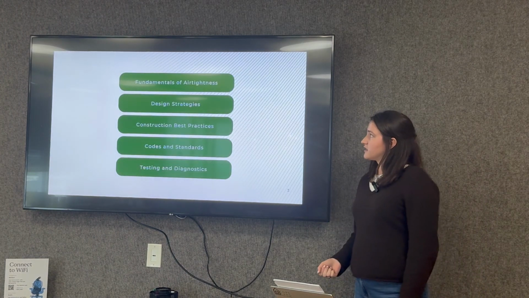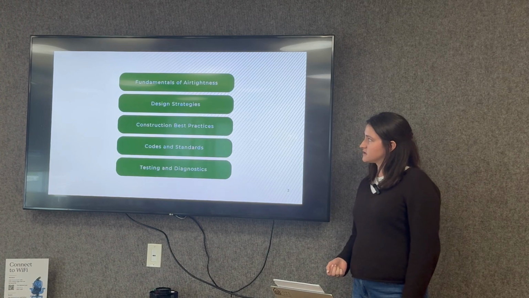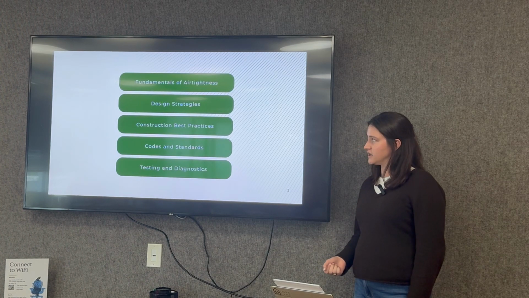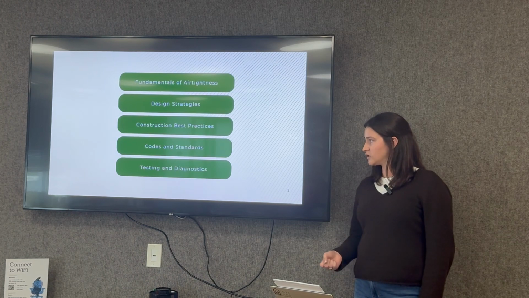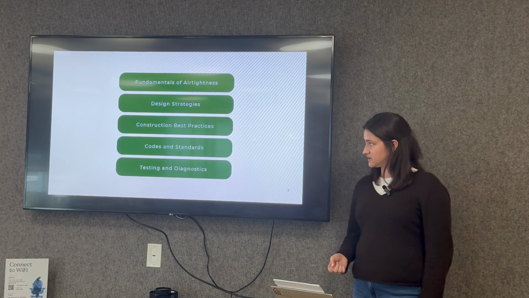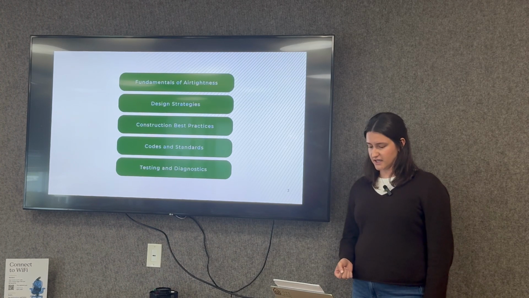So we're going to start with the fundamentals of airtightness before we talk about design strategies and construction best practices, before finishing off with the codes and standards, as well as the blower door testing and diagnostics.